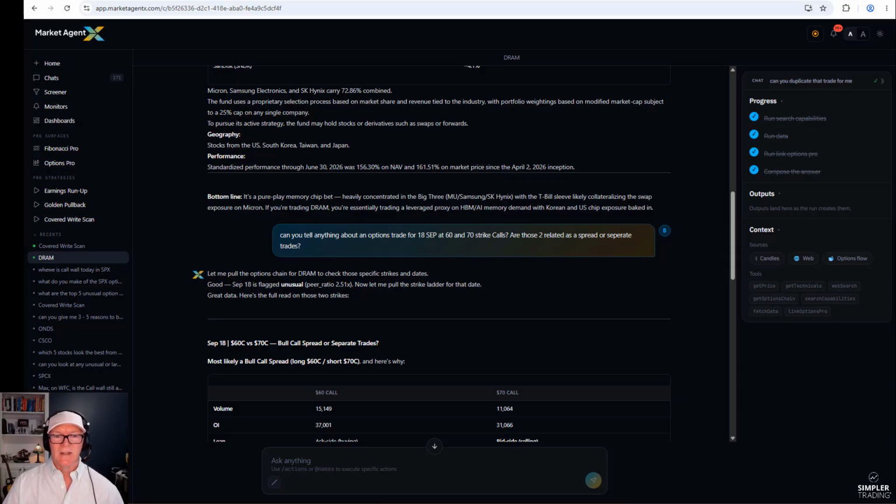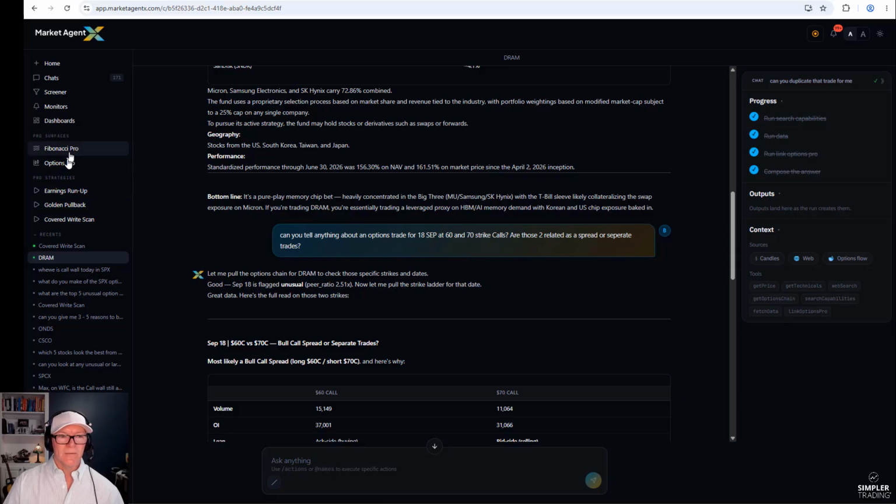I like this, right? Heavily concentrated in the big three, Micron, Samsung, SK, with a T-bill sleeve right here, likely collateralizing the swap exposure on Micron, right? You're essentially leveraging a proxy on HBM AI memory demand with Korea and US chip exposure baked in. And I was like, okay, that sounds pretty cool.